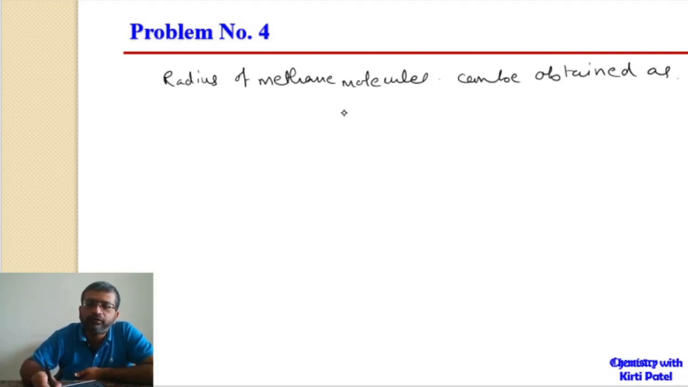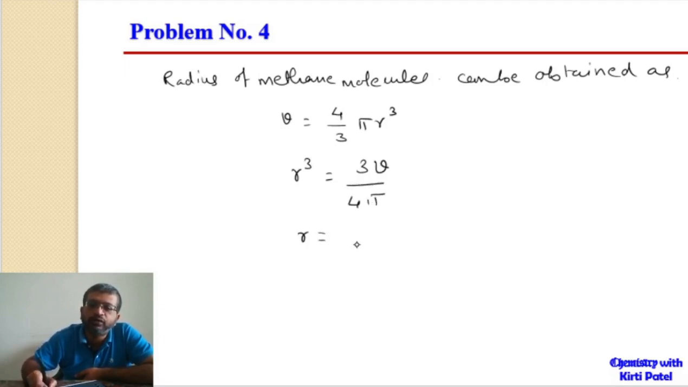As we have volume equals 4 by 3 pi r cube. We are assuming each molecule of methane to be spherical. So the volume of a sphere will be equal to 4 by 3 pi r cube. From this we can calculate r cube equals 3v upon 4 pi, or we can have r is equal to the cube root of 3v upon 4 pi.